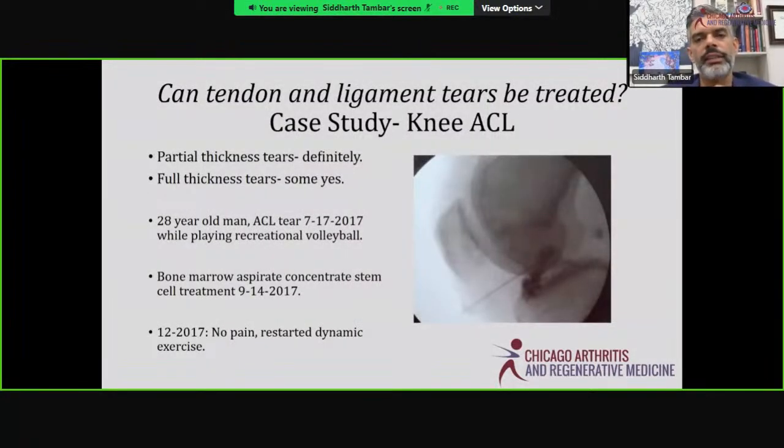How about tendon and ligament tears? Can those be treated? It's a nice study. Yes, by the way, I do see questions coming up. I will make sure to answer those in a moment.